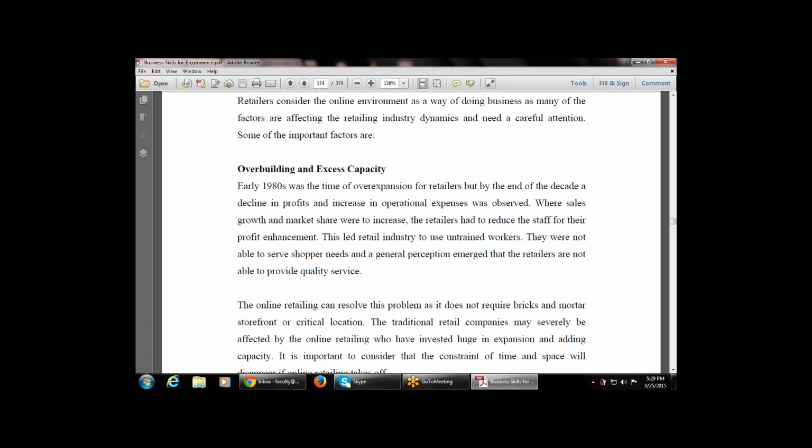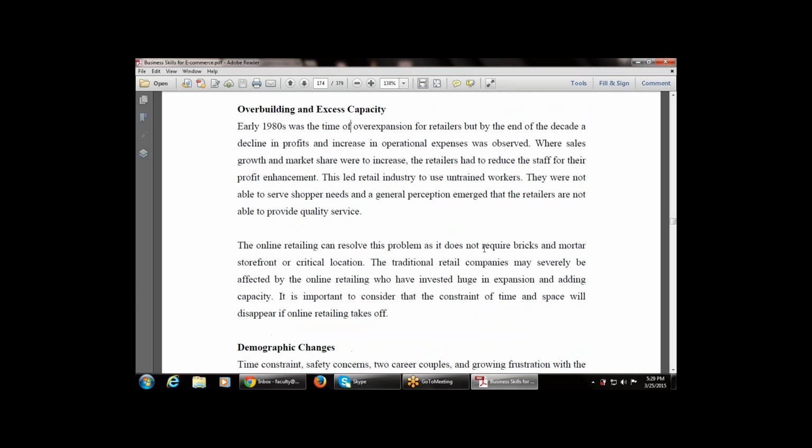Online retailing can resolve this problem. Which problem? The overbuilding and excess capacity. It does not require a bricks and mortar storefront or critical location. Because whenever we do online retailing, there is no requirement of location, no requirement of a storehouse, nothing, because everything is done online. Traditional retail companies that have invested hugely in expansion and adding capacity may be severely affected by online retailing. It is important to consider that the constraints of time and space will disappear if online retailing takes off.